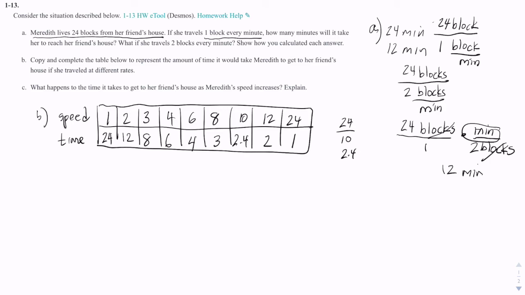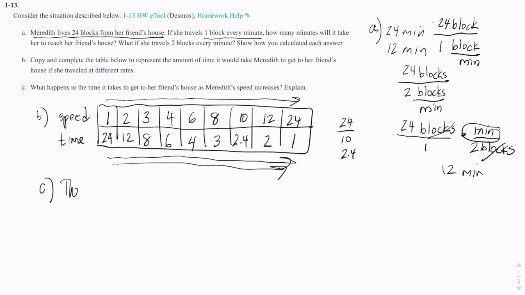And then C says, what happens to the time it takes to get to her friend's house as the speed increases? So in this table, the speed is increasing going this way, and the question is, what's happening to these numbers on the bottom? What's happening is they are decreasing. In this case, it says what happens to the time. So the time is decreasing.